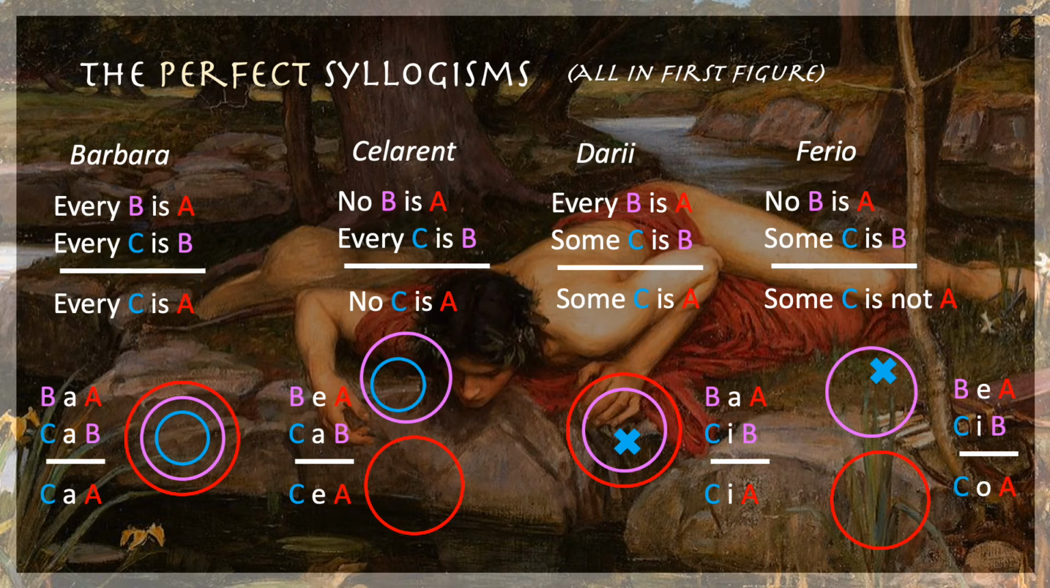Here, I have given the symbolic version of each of these four perfect syllogisms. If we don't want to write the words every and is, we can just represent a Barbara as aAA, where the first a is lowercase because it represents the kind of proposition, and the second A is capitalized because it represents a certain term, and so on for the other premises and conclusions.